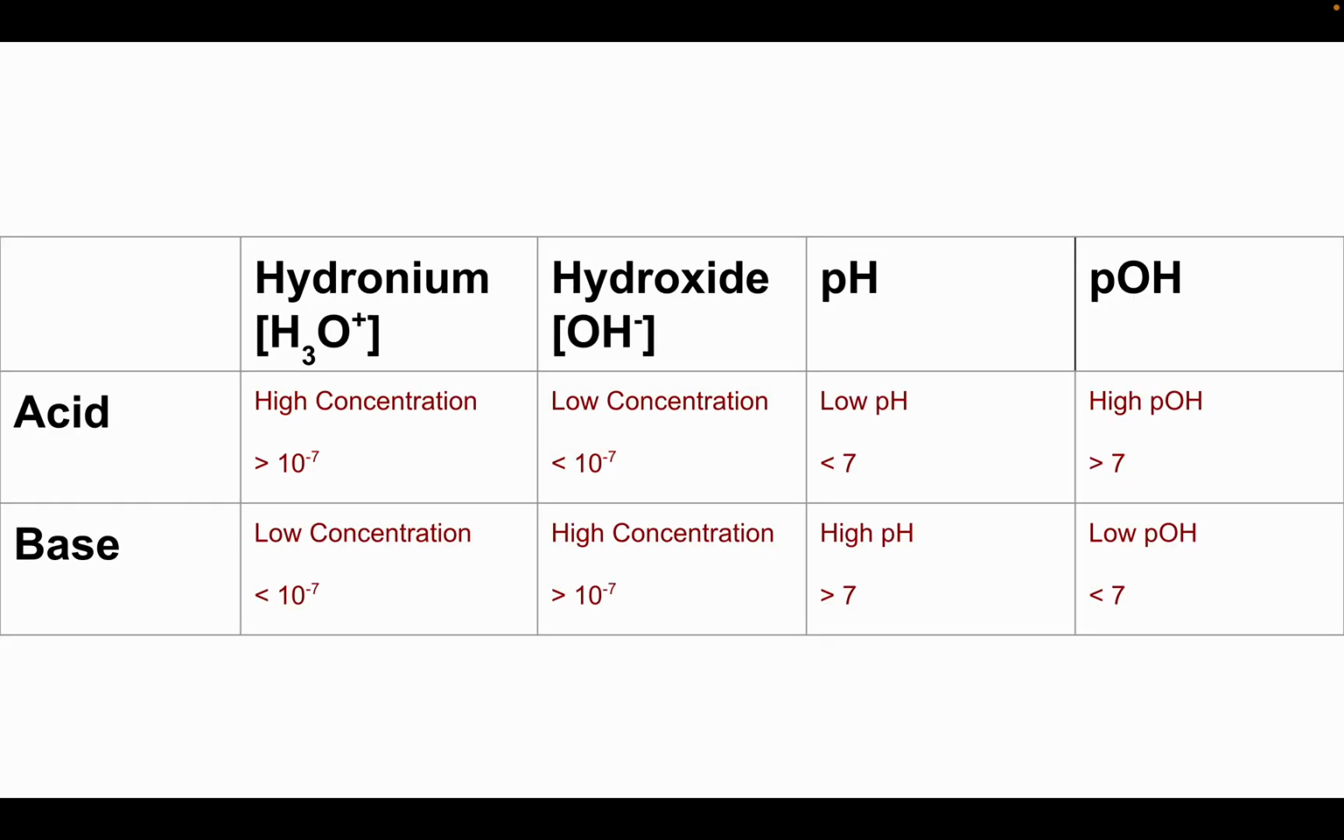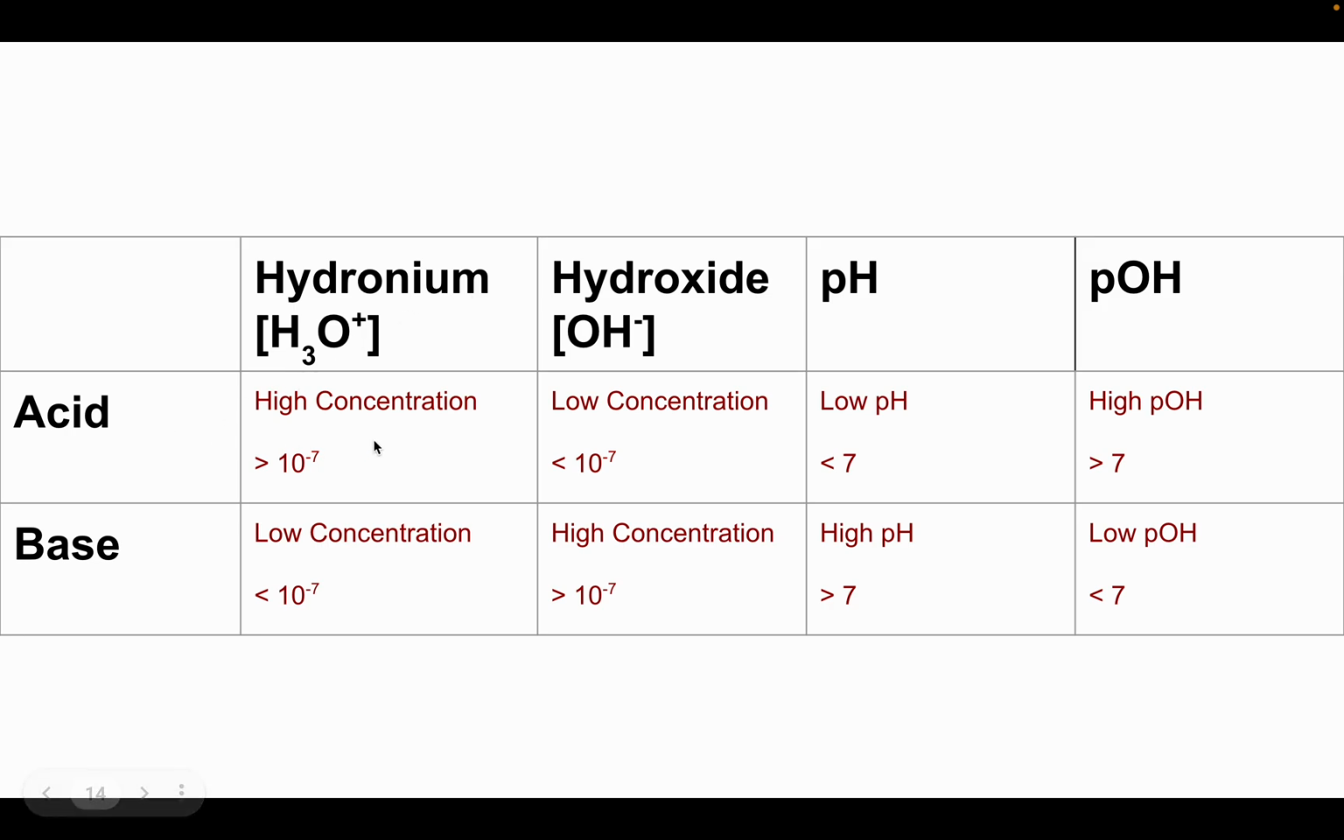Okay, this would be another good slide to take a picture or screenshot of. You don't have to know the entire table, but it would be good to know at least a single column on this table. Essentially, this table tells you, if you're looking at any of the quantities we're going to be looking at in this lesson, like hydronium concentration, hydroxide concentration, pH or pOH, and you know that number, whether the substance is an acid or a base.